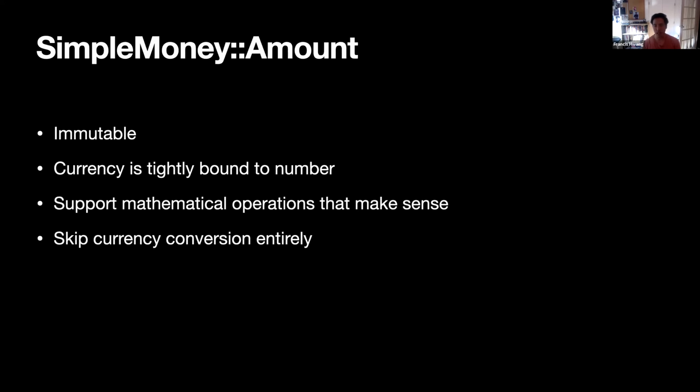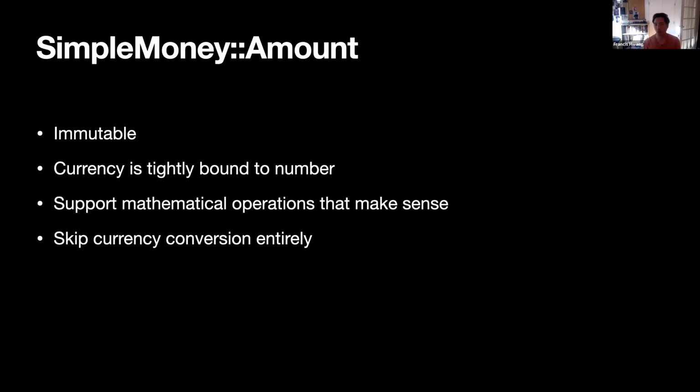So in the SimpleMoney library, there's this class called Amount. It's immutable, and a currency is tightly bound to a number. It encapsulates the notion that when you're dealing with a financial amount, it doesn't make sense to talk about a financial amount without currency, right? If you went to a coffee shop and asked, how much does a latte cost? And they said a latte costs $4, that's a nonsensical answer, right? It could be $4, €4, £4.